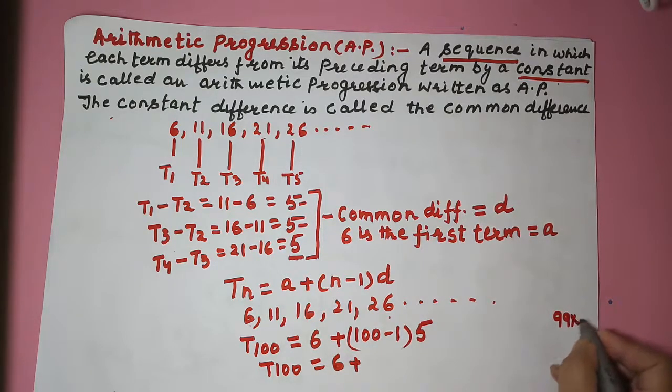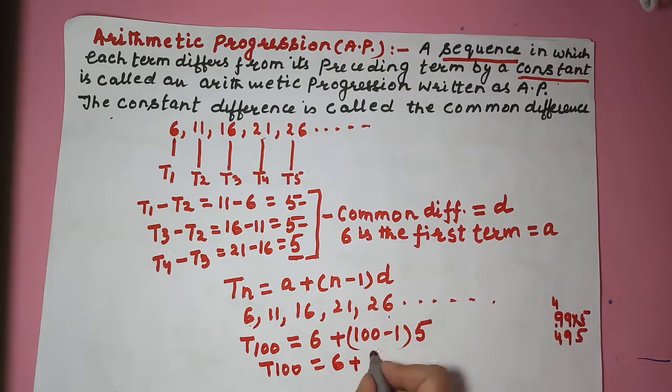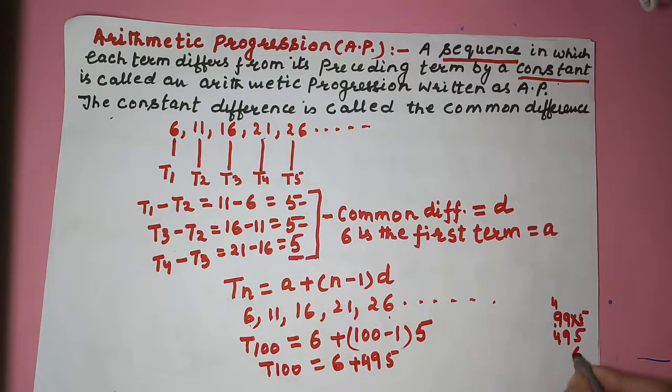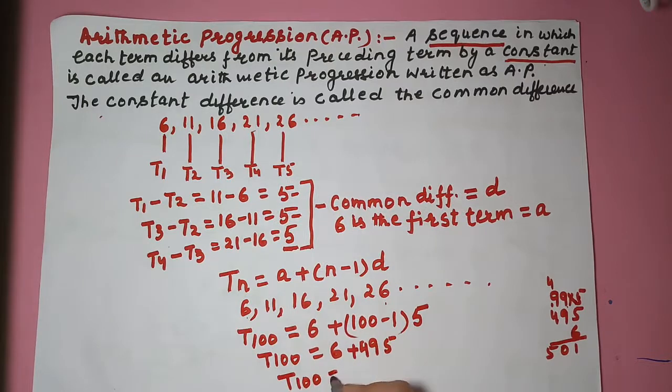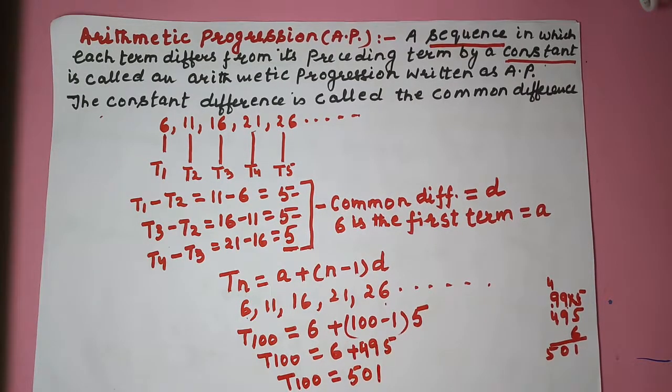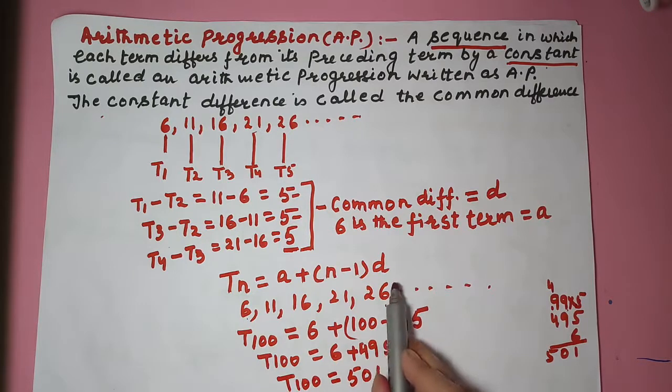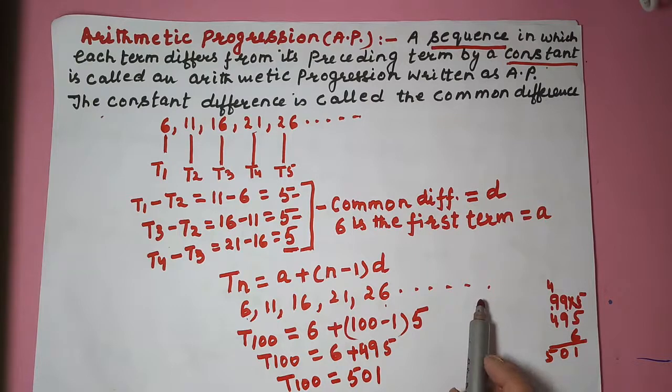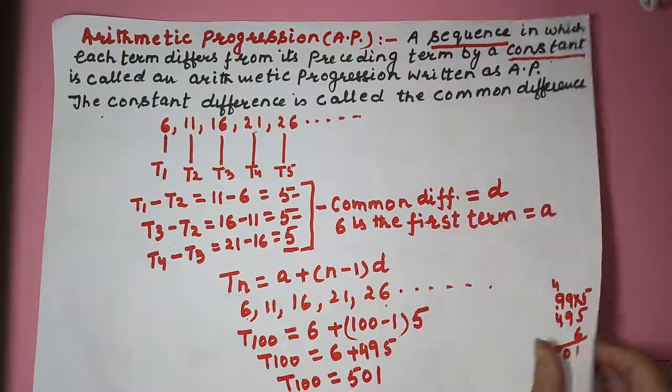So what is 99 into 5? 9 5s are 45, 4 carry, 9 5s are 45, 46, 47, 48 and 49. So I got 495 here. 495 plus 6 is 501. So 100th term of this progression will be 501. So you have now seen how this general term helps us to calculate any term in this sequence, right? Now based upon these concepts, we will solve some sums based on the arithmetic progression.